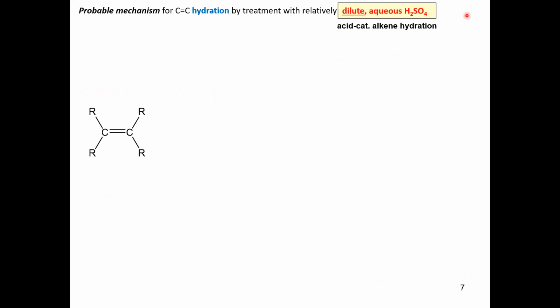Although it's possible to perform an alkene hydration using dilute aqueous acid, in your experiment, you will be performing an alkene hydration using relatively concentrated sulfuric acid, and you'll be using a stoichiometric amount of it. Let's compare the mechanisms for these two different alkene hydration reactions. On this page will be the mechanism for acid-catalyzed alkene hydration, which occurs in dilute aqueous acid.